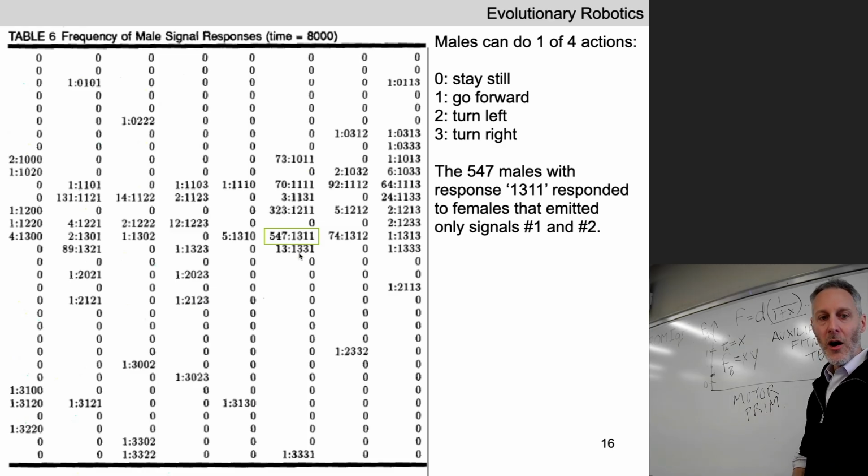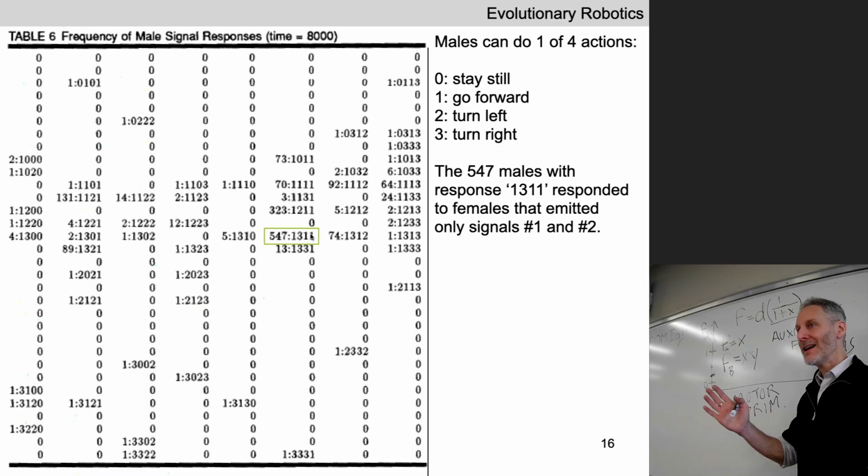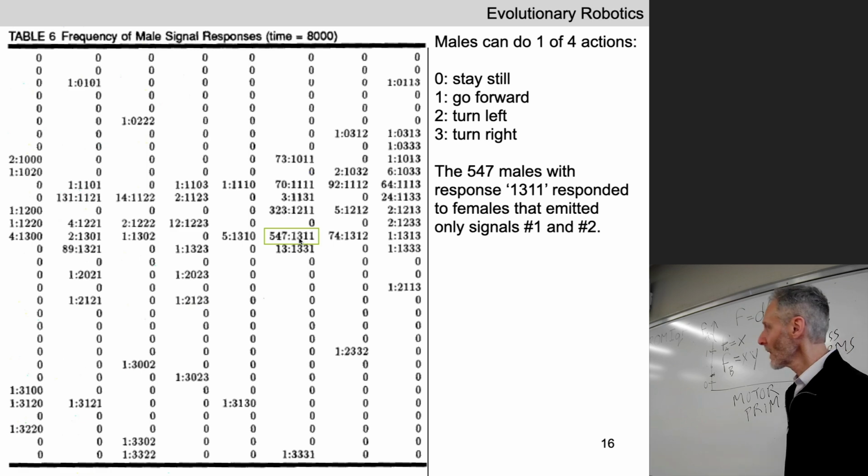We've got more than half of the 800 males doing this. They go forward 3/4 of the time. Again, generally speaking, a good thing for males to do. But when they hear the second song, they turn right. They never turn left. They don't know how to turn left.